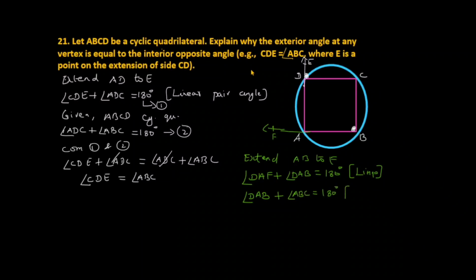Their sum is 180 degrees because ABCD is a cyclic quadrilateral. On comparing these two, both are 180, so equating the left sides, angle DAF plus angle DAB is equal to angle DAB plus angle ABC. Cancel DAB, so angle DAF is equal to angle ABC. Where is DAF? This is the angle DAF. The exterior angle DAF is equal to the opposite interior angle ABC.